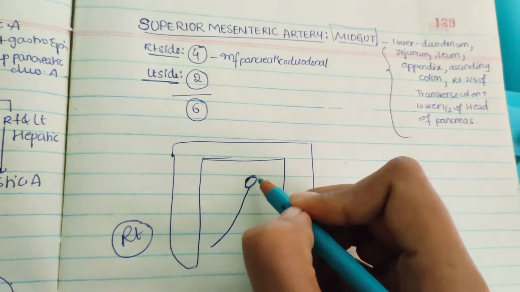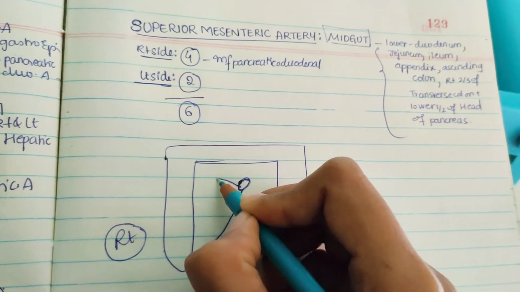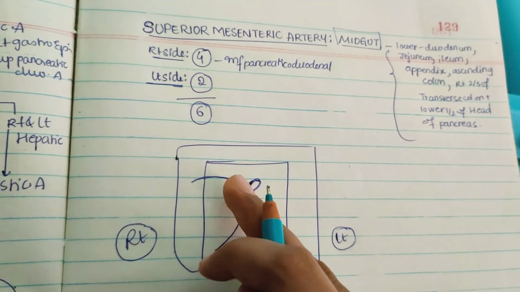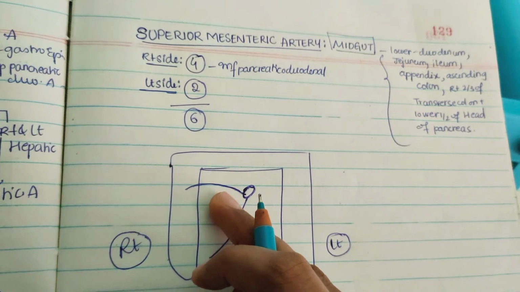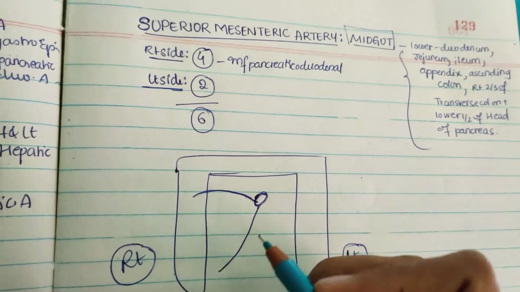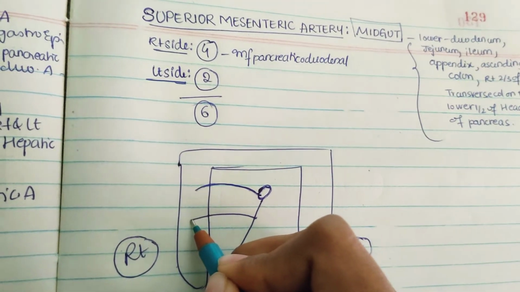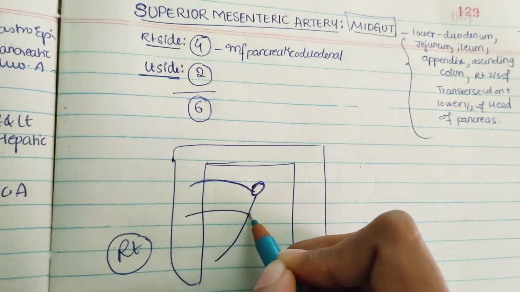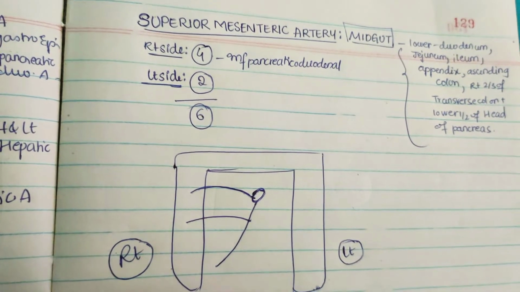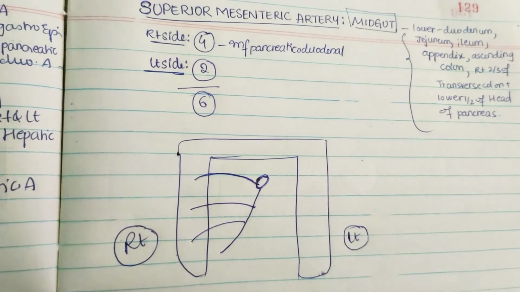From the superior mesenteric artery you get one more branch like this; this is the middle colic artery. Next is the right colic artery, which also comes from the superior mesenteric artery like this. Next comes the ileocolic artery. Like this, one more branch, this is the ileocolic artery.